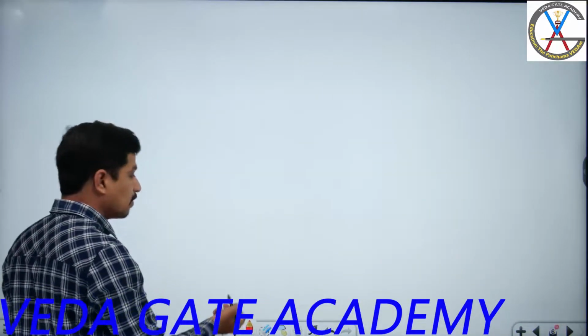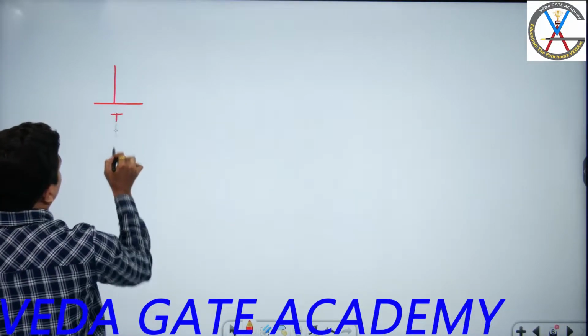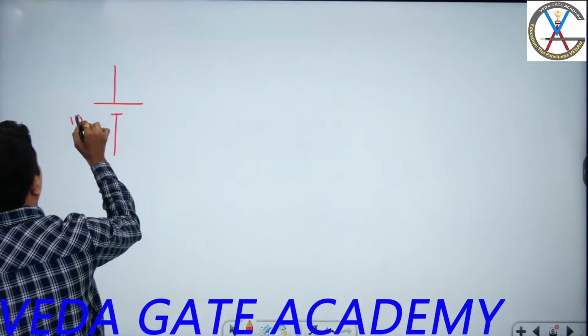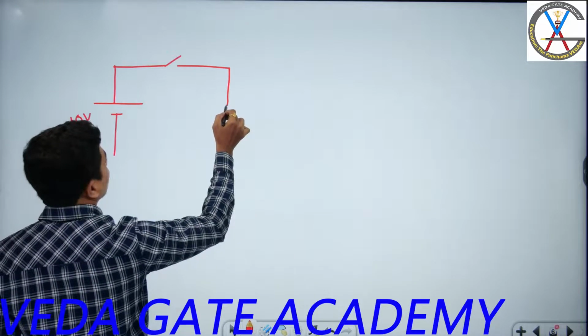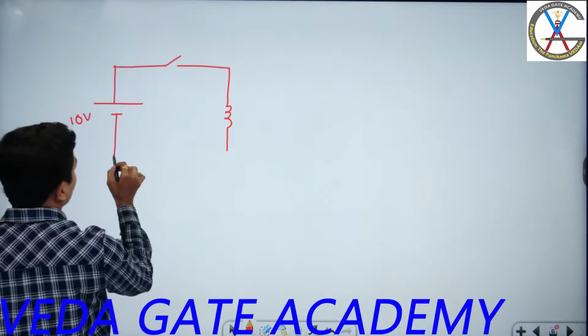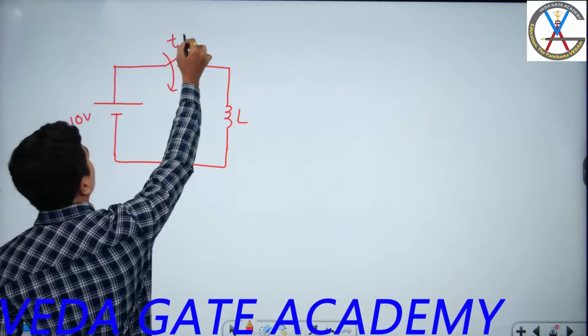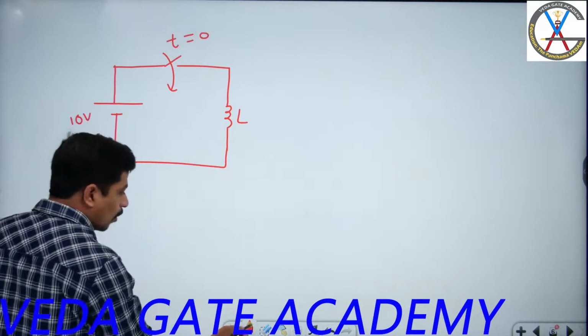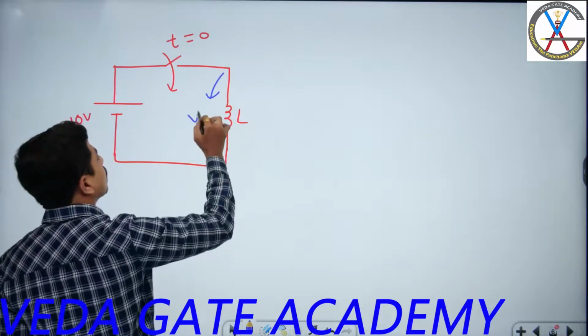Now, one practical understanding of this step signal. I'm just showing a circuit here. Observe here. This is 10 volts. There is some inductor I'm taking here, L, and this switch is closed at t is equal to 0. Now, what is the voltage across this inductor?